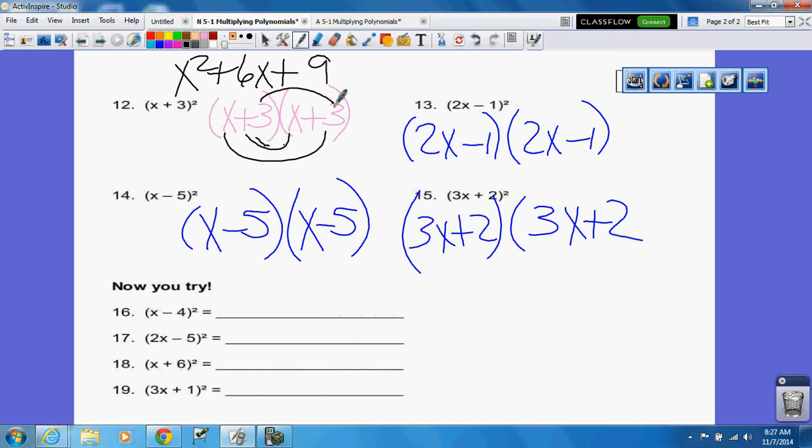Same thing on number 14, right? I know I'm going to have an x squared. I got a negative 5x and a negative 5x, so I'm going to have a negative 10x. And then I have a negative 5 times a negative 5, so I'm going to have a 25.